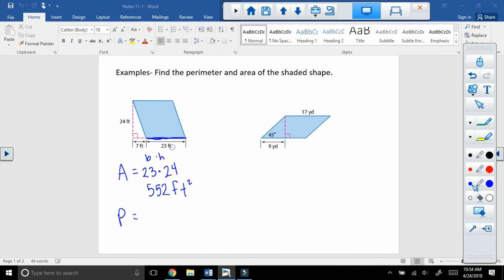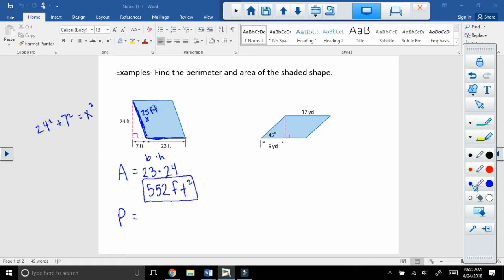Okay, before I can find perimeter, I need to calculate how long this side is. How would I be able to find the length of that side? What would I have to do first? Using the Pythagorean theorem. So I'm going to set this up as 24 squared plus 7 squared equals x squared. So what is that length? 25 feet. Did anyone recognize that as a Pythagorean triple?